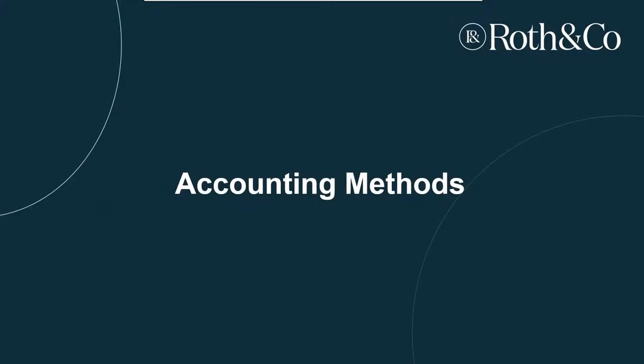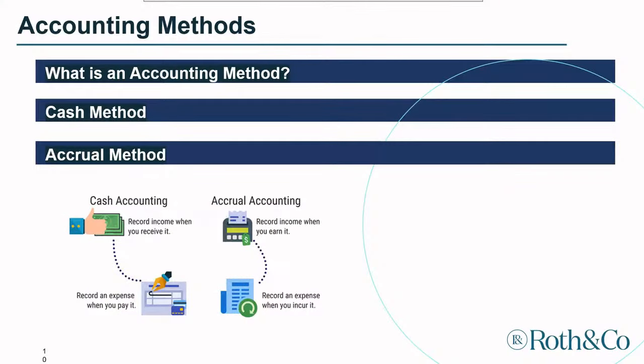The next topic is the accounting methods. Accounting methods talks about whether it's cash accounting or accrual accounting. For the cash accounting, that means that you record all your income when you receive it, and you record expenses only when you pay them. For the accrual accounting, you record income when you earn it, even though you have not received the payment. Once you earn it, then you have to record it as income.